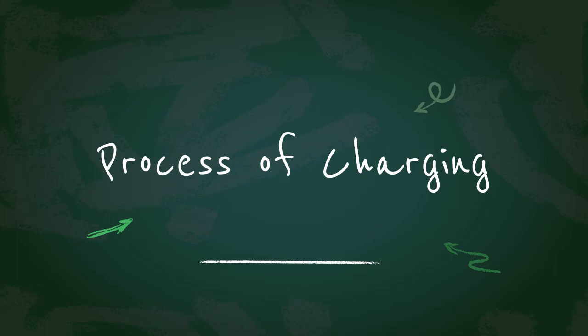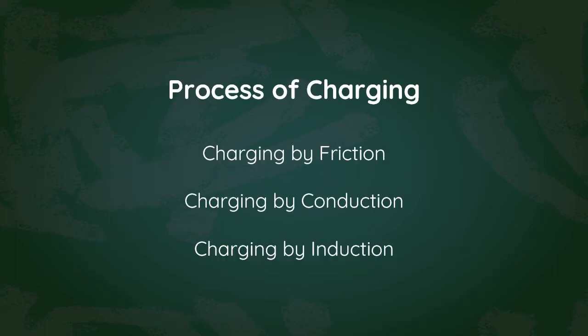Now, there are three processes by which a neutral body can be charged. And what are these three processes? We have friction, or rubbing. You can charge an object through conduction and also by induction. So how do these three processes of charging happen?